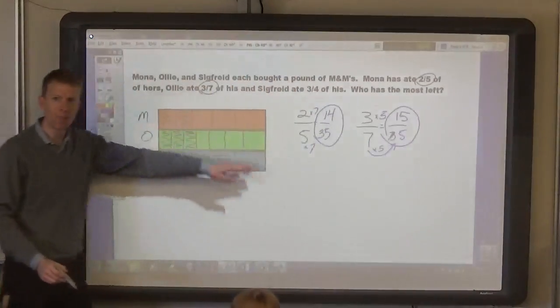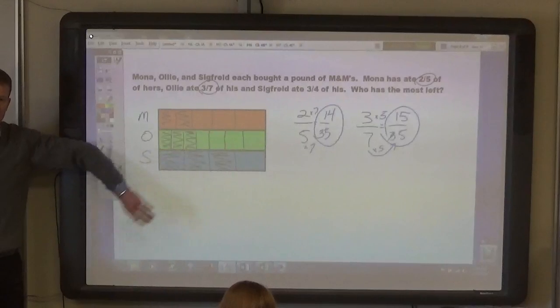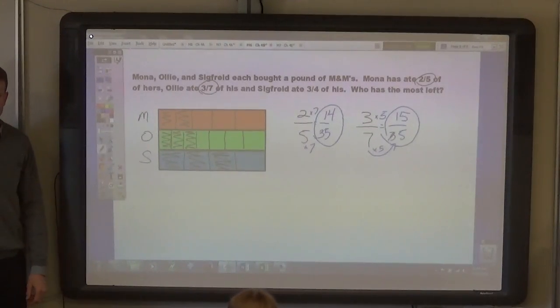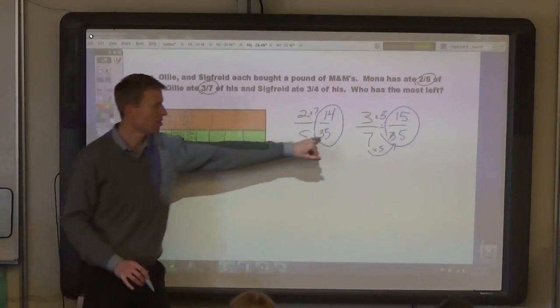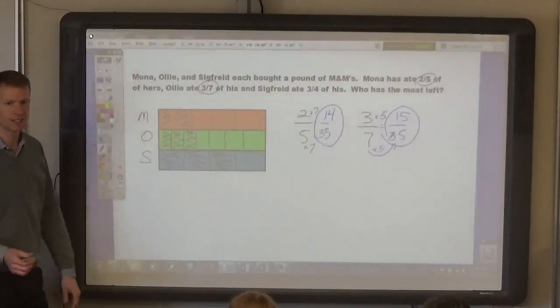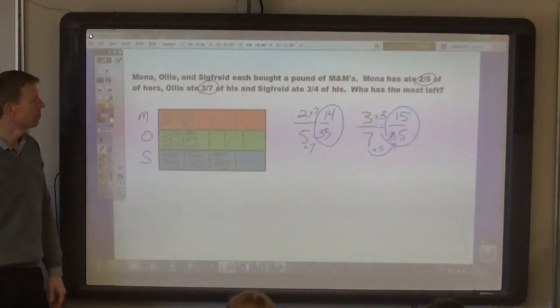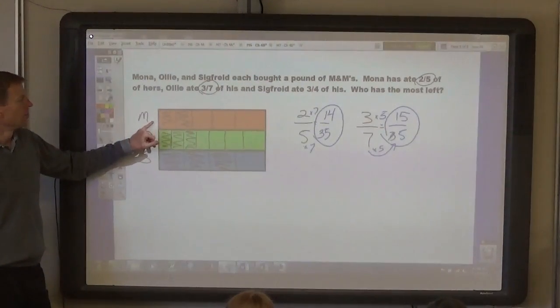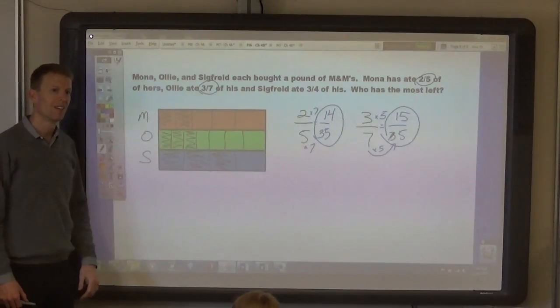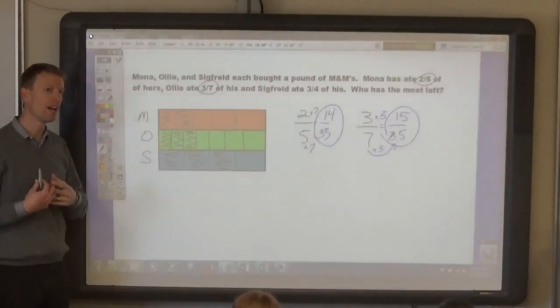Where do we put these numbers into our problem? Remember, this might not be just the answer. What does this tell us? Well, Jacob? It tells you that if they both have the same bottom number, whichever top number is bigger has more. Has more left or has eaten more?